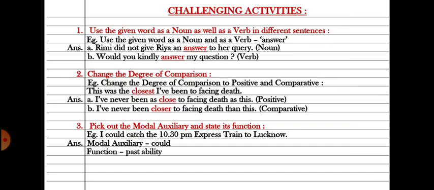Change the degree of comparison to positive and comparative. This was the closest I've been to facing death. Over here, the word closest is in the superlative form. So, answer: I've never been as close to facing death as this. Close is the positive form. I've never been closer to facing death than this. Closer is the comparative form.